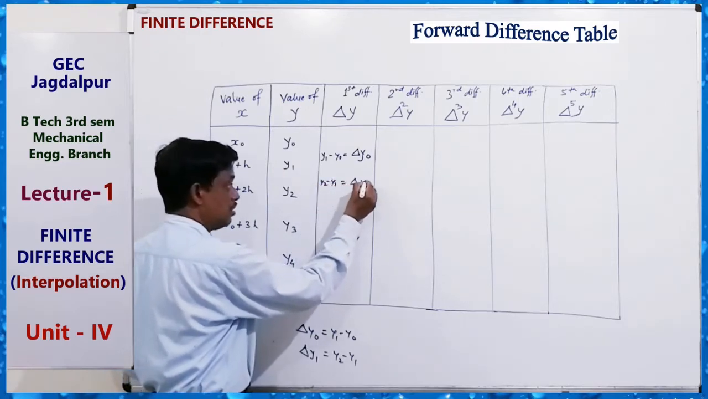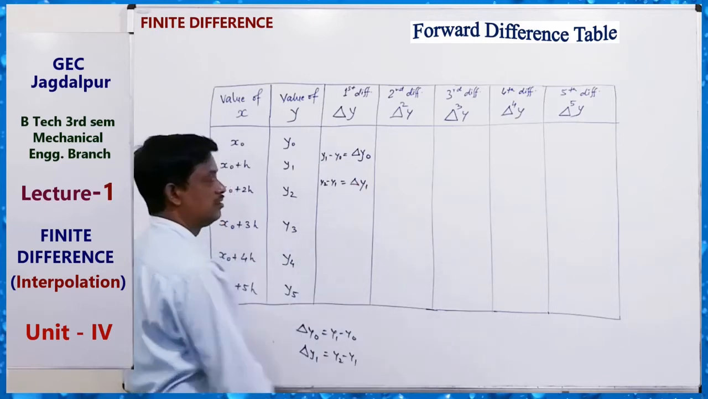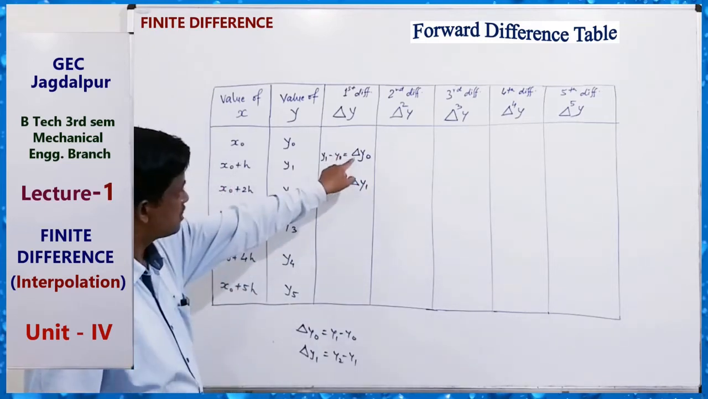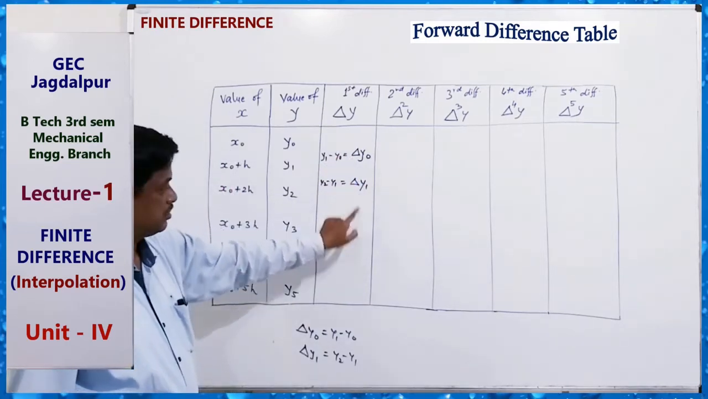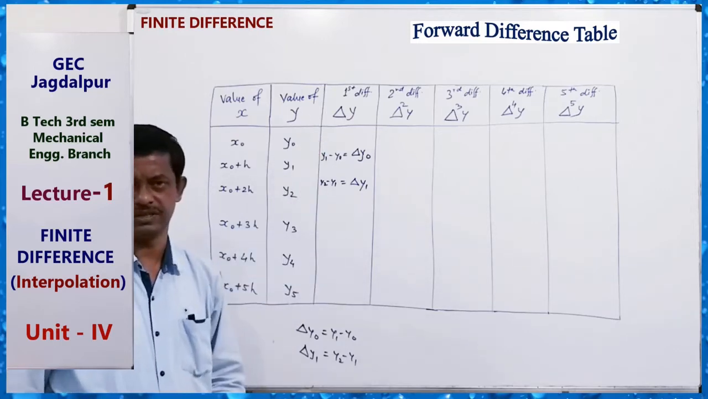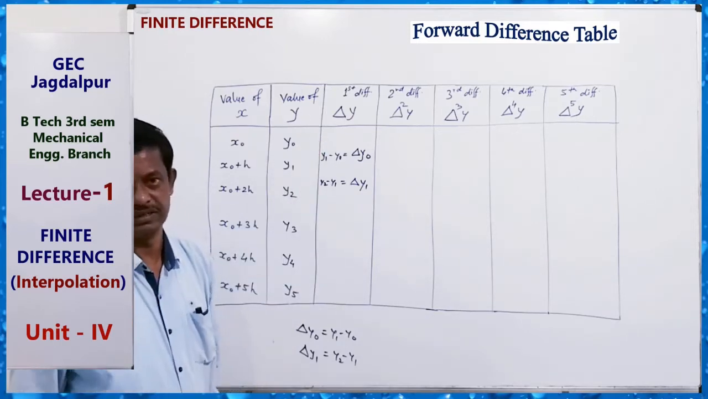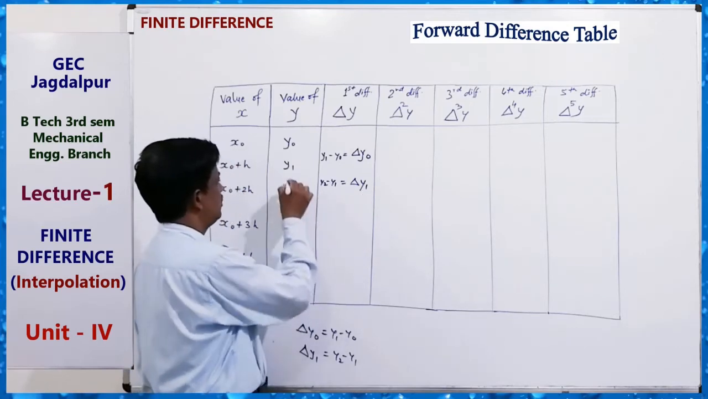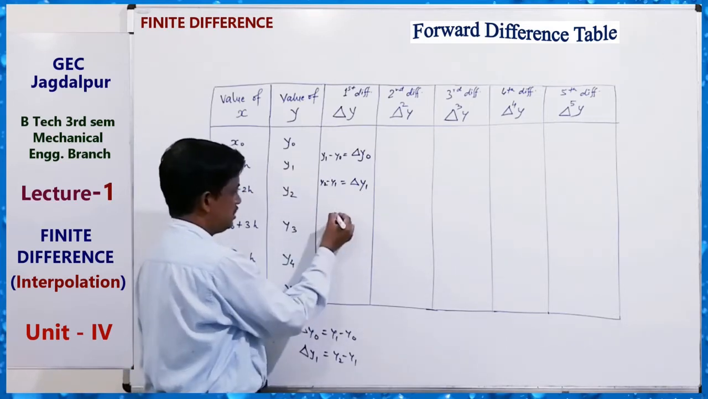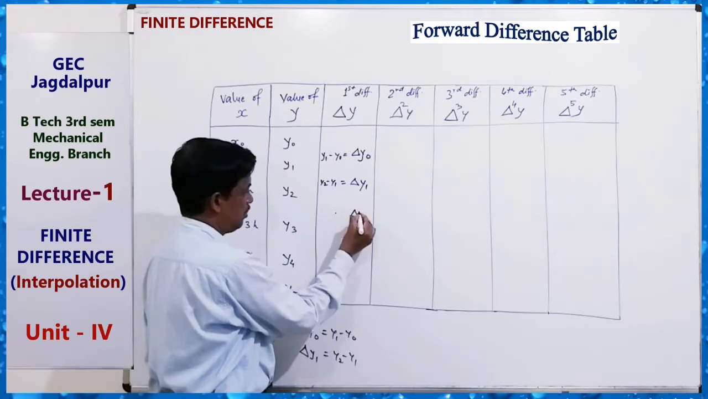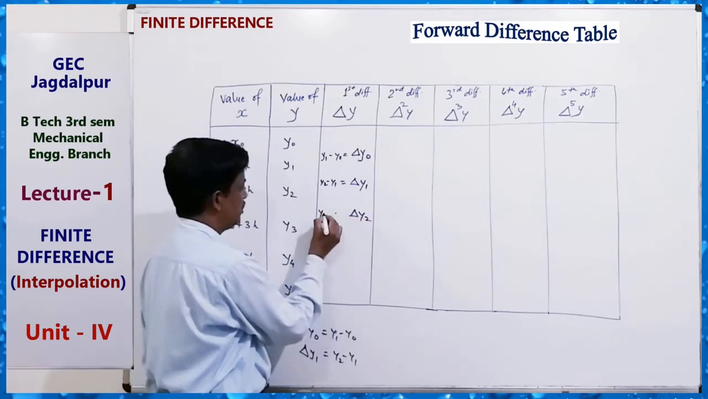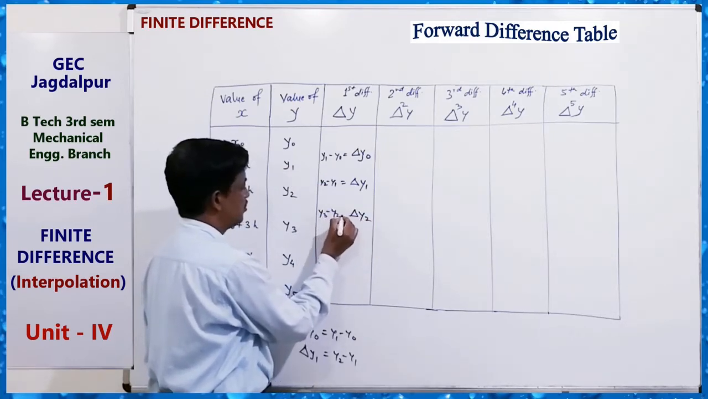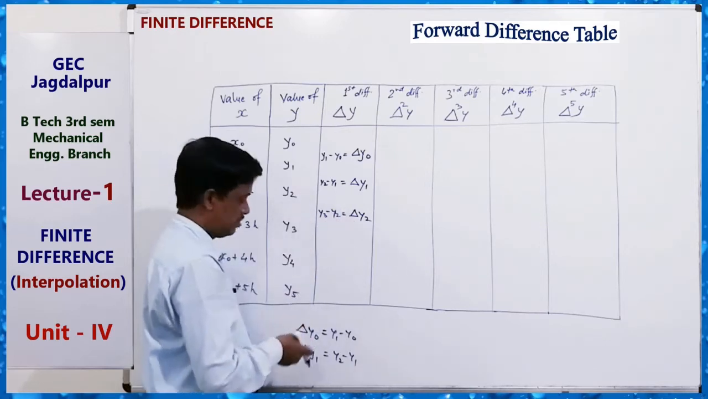First difference at 1. This is first difference also, all the first differences, but at different arguments. So this will be del y1, in between this here, right? Del y2, what? y3 minus y2. Just this minus this. Just subtract.